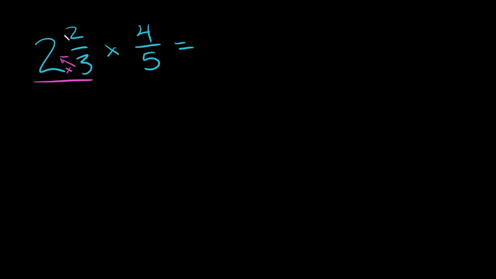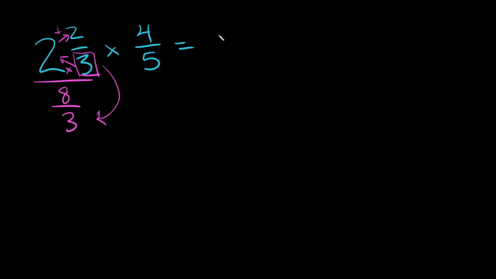What if I had 2 and 2/3 times 4/5? Well, just remember, whenever you have a mixed fraction, we have to turn that into an improper fraction. So how do we do that? We multiply these two numbers, and then we're going to add that, and then we're going to keep the denominator. So 3 times 2, that's 6. And then 6 plus 2, that's 8. We're going to put that over this denominator right there, 3.